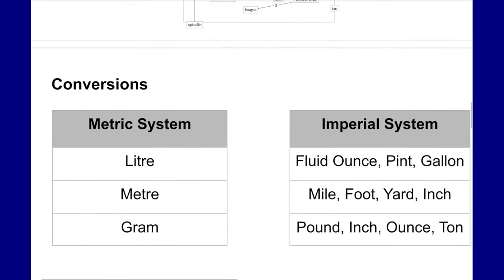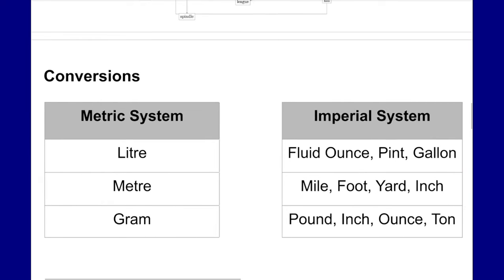So again, just looking at some general conversions, we see the different types of units. Liters in the metric system, fluid ounce, pint, gallon in the imperial system. This is for when we look at volume. The meter compared to a mile, a foot, a yard, an inch. We mentioned those ones. Those are our distance measurements. Those are the difference between the two systems.